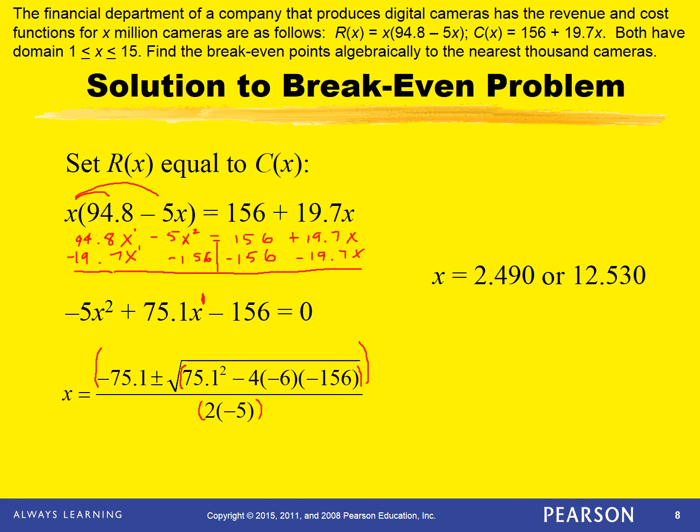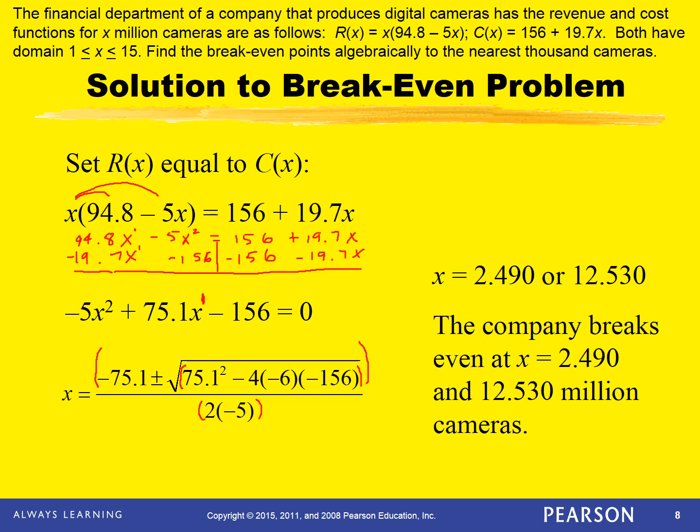Now, that's not what happens generally. Generally, there aren't two break-even points. There aren't two x values, so that if you produce that number of millions of cameras, your revenue will equal your cost and you will break even. But it totally could happen. If you've got a quadratic revenue function, it could be equal to the cost function for two different values of x.